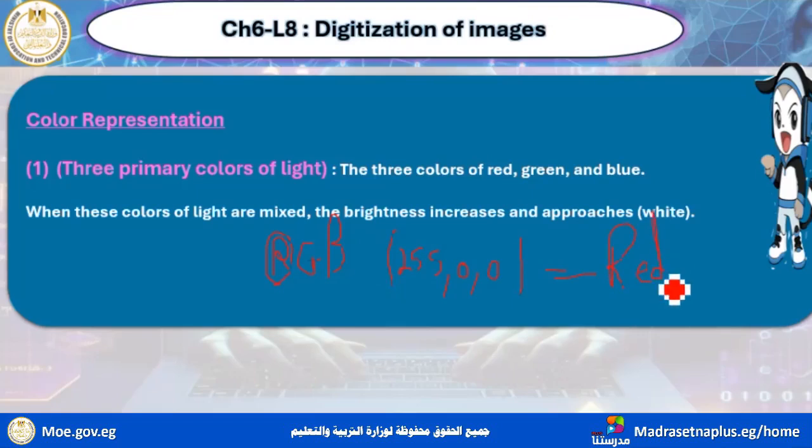So what about green and blue? You can see that green is 0, 255, then 0. So the image color here is totally green. Now the blue color is represented as follows: 0, 0, and 255. This is for blue.